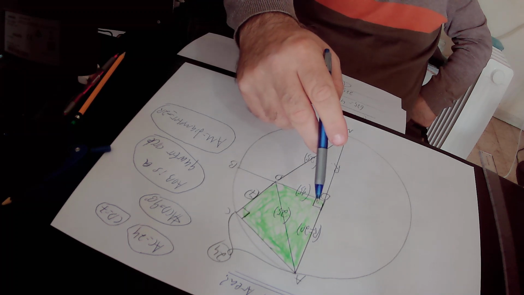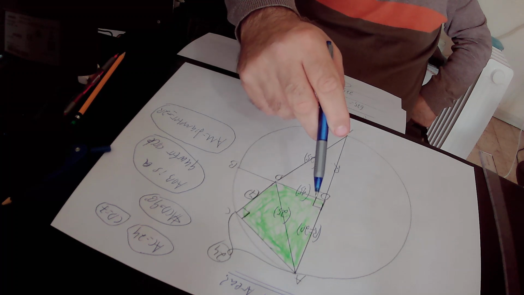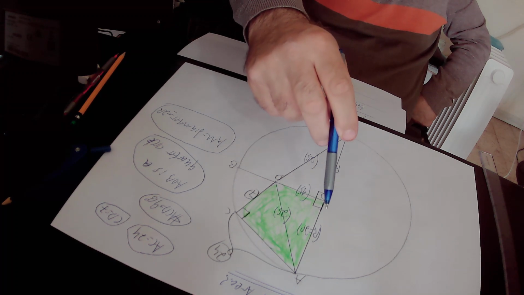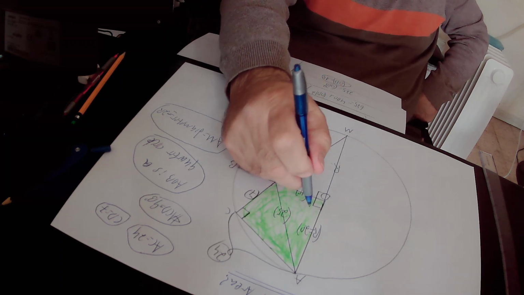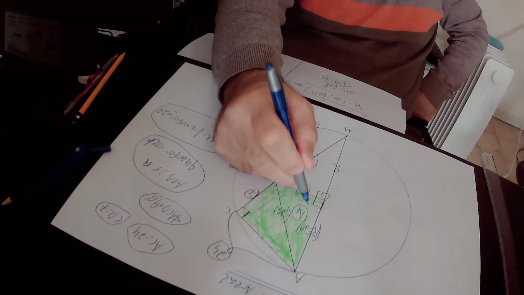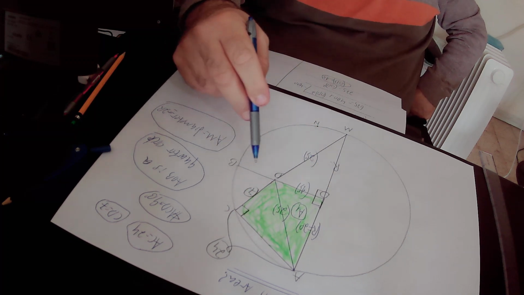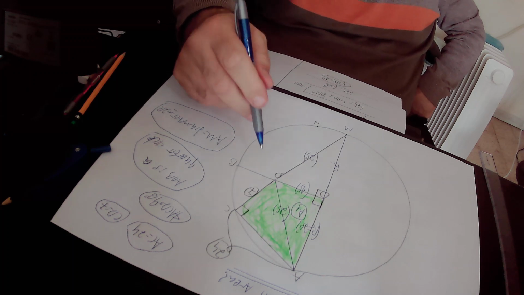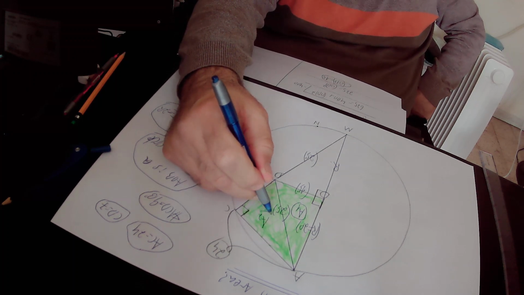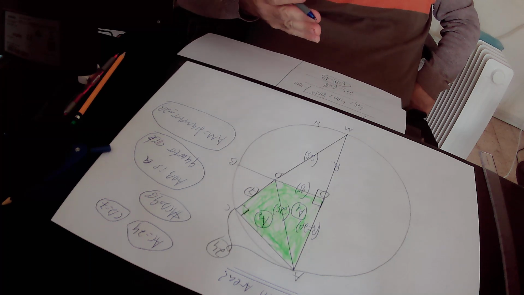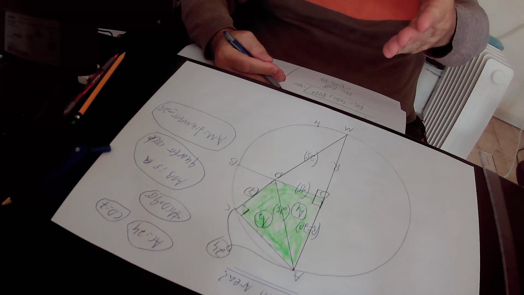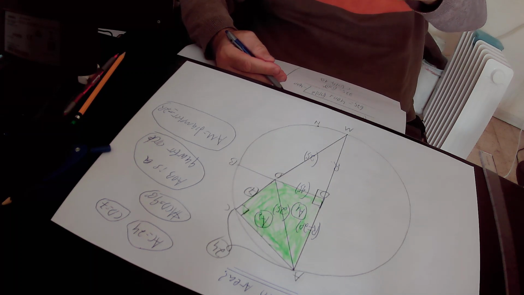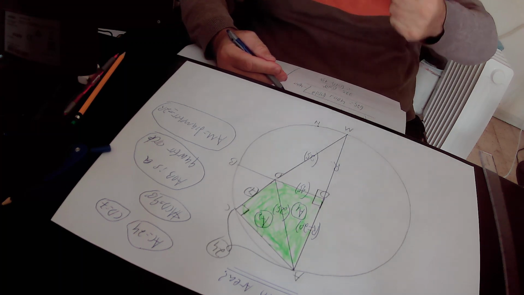The area of the green shape will be equal to the area of the green right triangle AOD, that is A1, plus the area of the green right triangle ACD. We define the area of the green triangle ACD as A2. So the area of the green shape in total equals A1 plus A2.